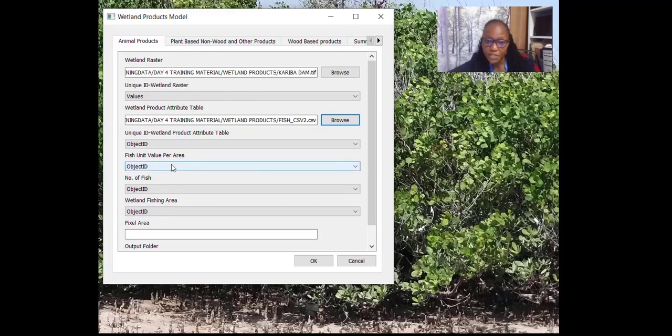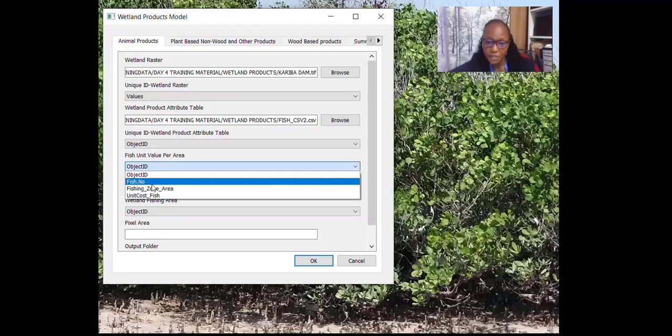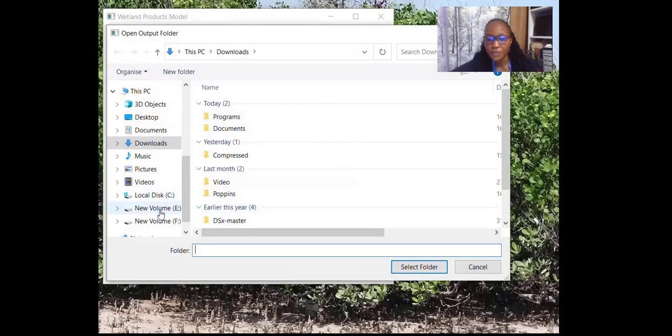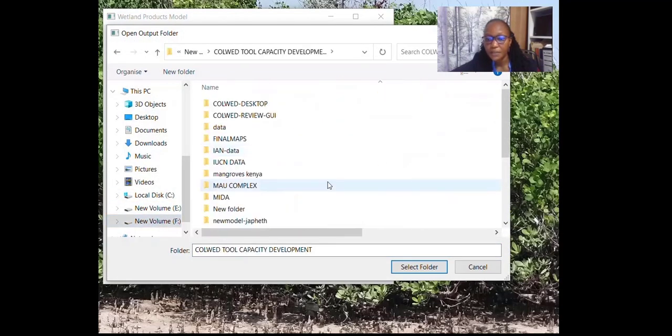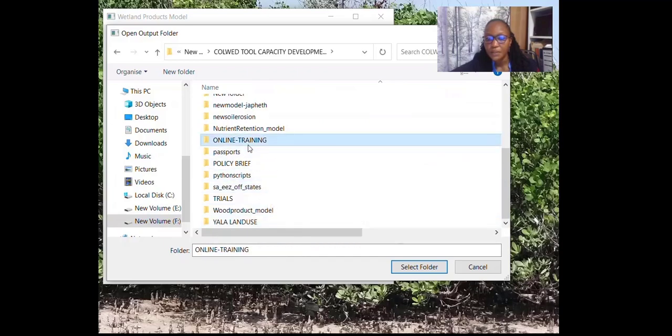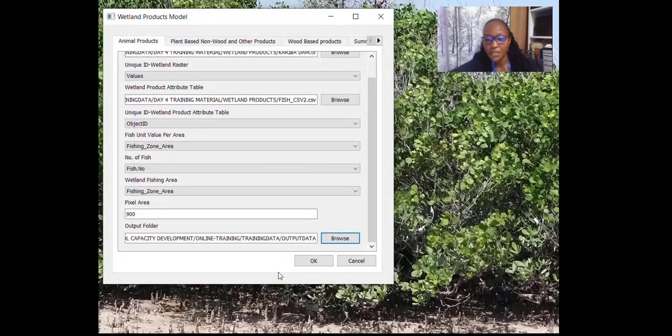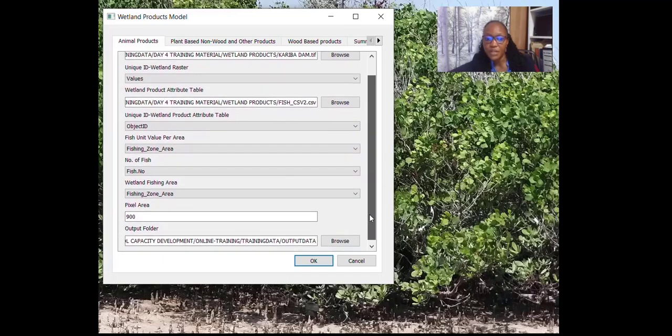So we start with the fish unit value, which is the number of fish. The fish unit value per area, the number of fish, the wetland fishing area, and then we can input the pixel area and designate an output folder where we would want our work saved. So we'll designate the output data folder that I've been using for this particular training. So once all your data sets have been loaded, you are ready to run the model.